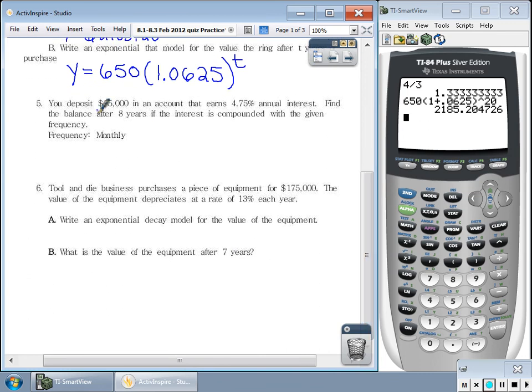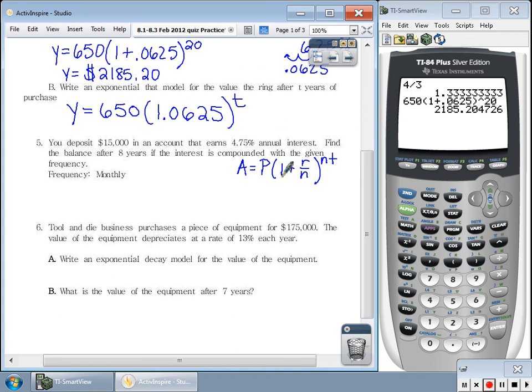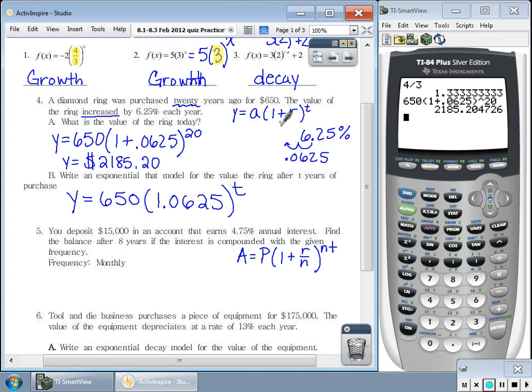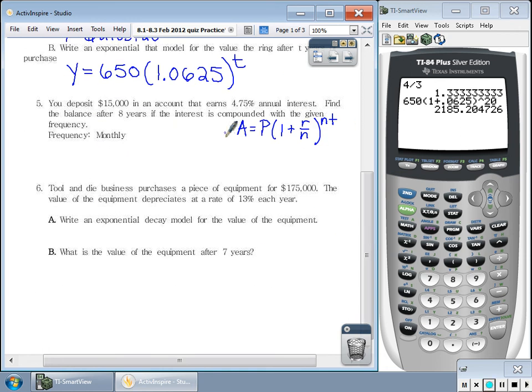Okay, you deposit $15,000 in an account that earns 4.75% annual interest. Find the balance after 8 years if the interest is compounded with the given frequency, and I tell you monthly. Okay. Now in this case, since we're doing compounded interest, we're going to use the formula that will be given to you tomorrow. A is equal to P times 1 plus r over n raised to the nt. This formula will be given to you. The formula up here you have to remember, okay? But this one's going to be given to you.